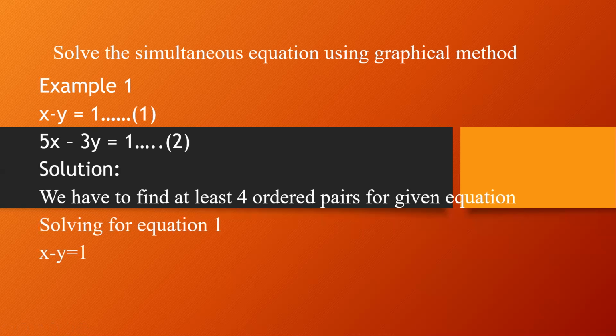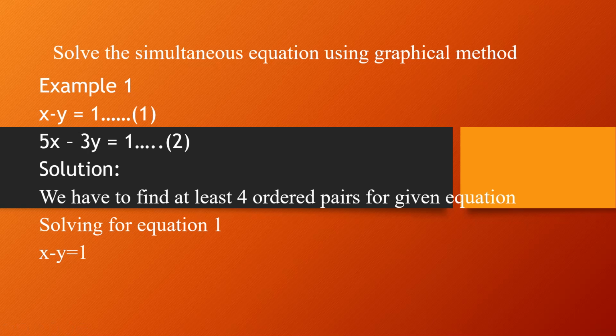The first most important thing while solving simultaneous equations using a graphical method is that we have to find at least four ordered pairs for each given equation. That is, for the equation x minus y equals 1, we have to find at least four coordinates to plot on the graph. Similarly, for the second equation, 5x minus 3y equals 1, we have to find at least four coordinates which we will use to plot on the graph and then find the solution of the equation. Okay, so let us solve now.